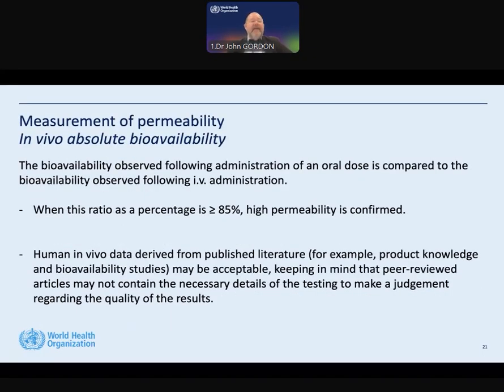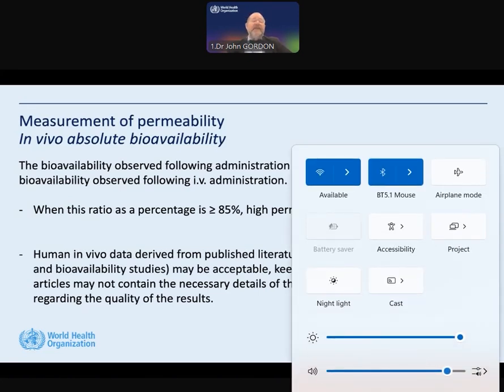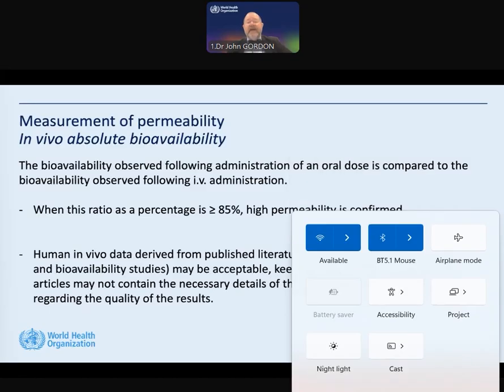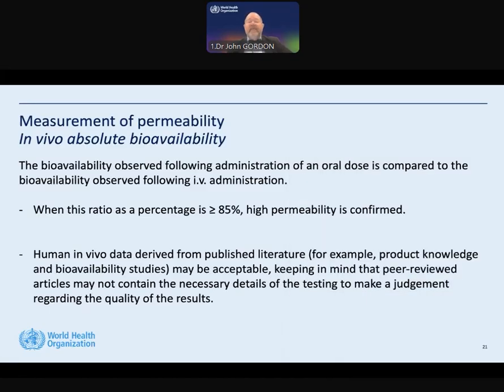Very briefly, with respect to the first of those, the in vivo absolute bioavailability study. Basically, in this type of study, you're looking at the bioavailability observed for an API following administration of an oral dose of that API compared to the bioavailability that's observed following an IV administration. So it's a simple ratio as a percentage, and if that's 85% or greater, then the API is considered to be high permeability. Now, in this instance, it may be possible that literature data can be used to substantiate the permeability of an API, as opposed to having to conduct experiments yourself.